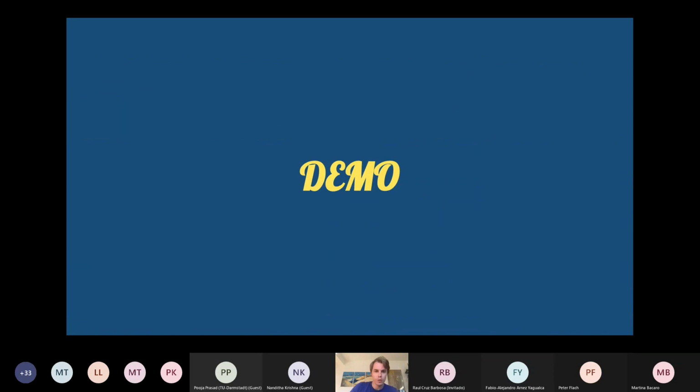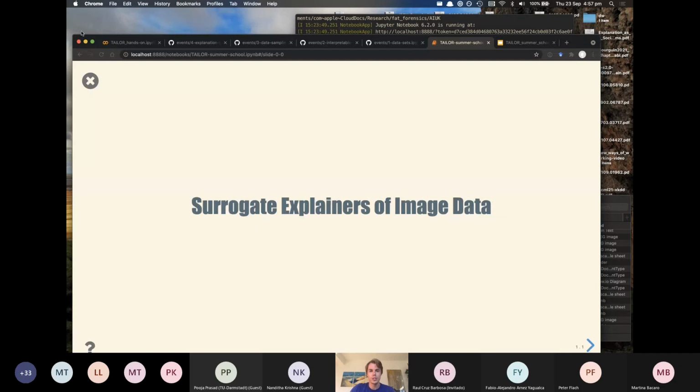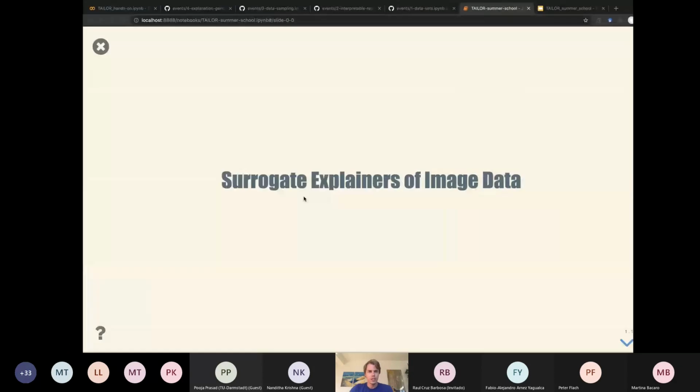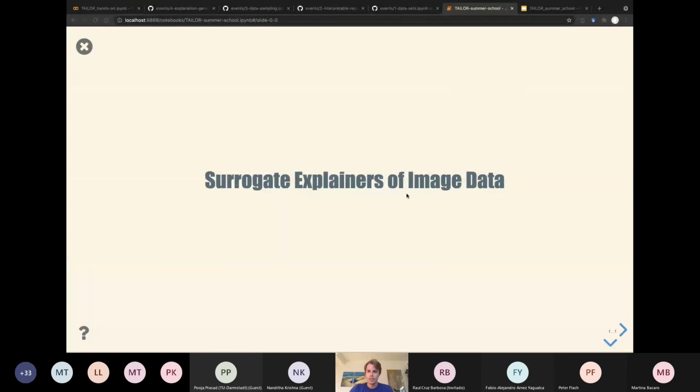Right, let me move on to a brief demo with image explainers. Can you see the right screen, or still my calendar? It says surrogate explainers of image data.